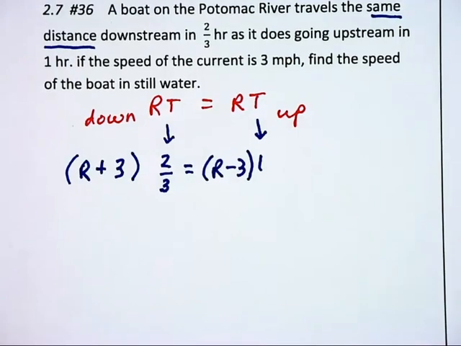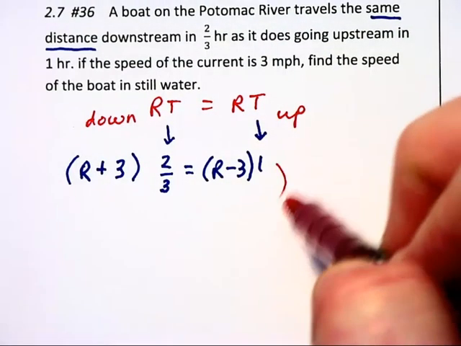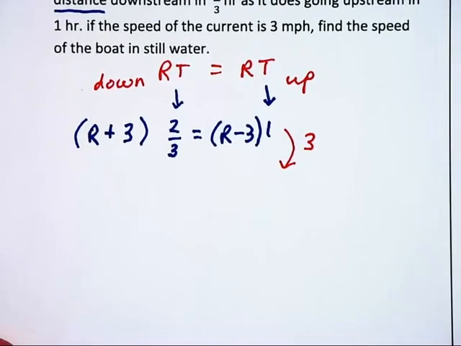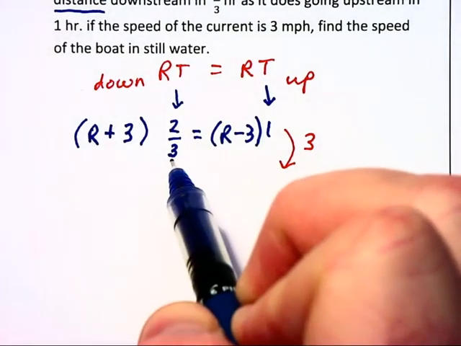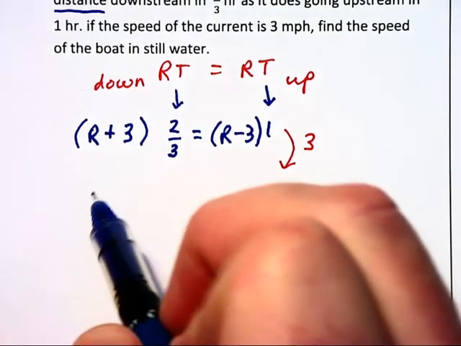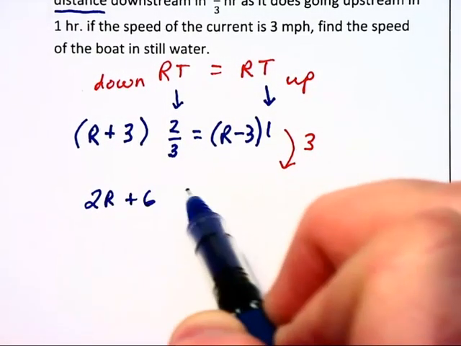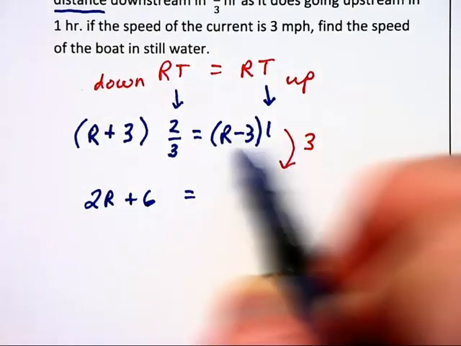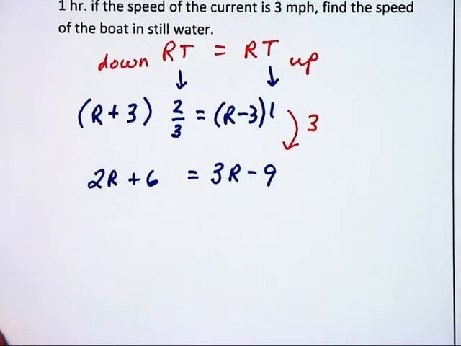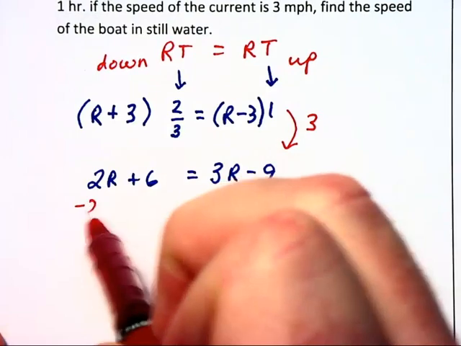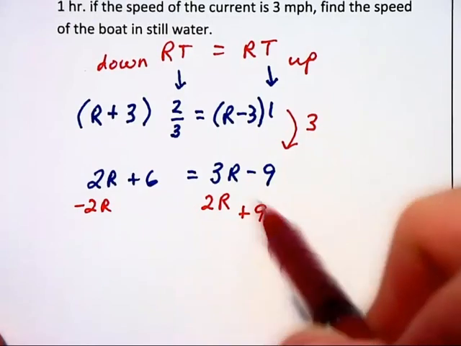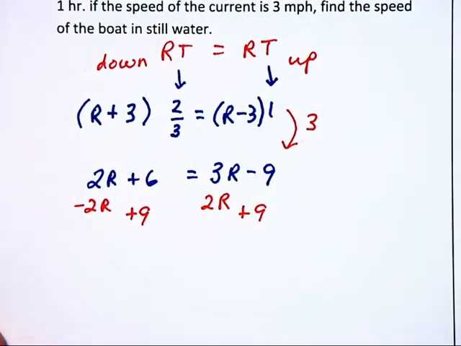Now I want to multiply through by 3 in order to clear the fractions, because I don't want them in my equation any longer. On the left hand side it will cancel, leaving 2 times R plus 3, which is 2R plus 6. On the right there's nothing to cancel with, so we have 3R minus 9. Now we have a linear equation to solve. Subtracting 2R from each side will give us R by itself on the right, and I'm going to add 9 to each side.